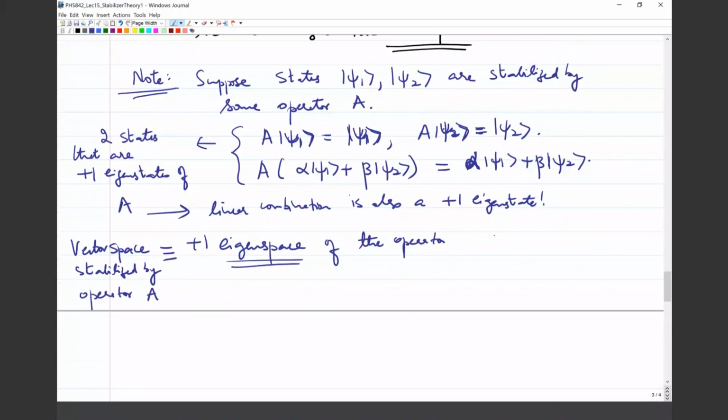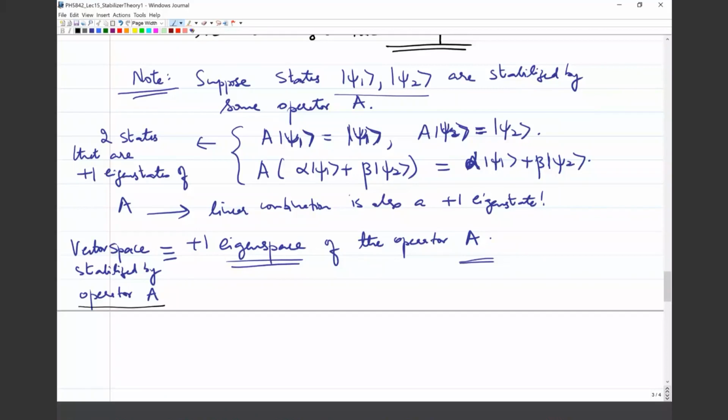So first of all, if you have to have more than one state that is stabilized by the operator, there must be degeneracy, right? This must be an operator which has more than one +1 eigenstate, right? Because you're talking about two unique states that are stabilized by the operator. So it must mean that there is degeneracy. And when you have degeneracy, then with every eigenstate, you associate not just a single eigenvector, but you actually associate an entire eigenspace. And the +1 eigenspace of an operator is what will be the vector space that is stabilized by the operator, right?